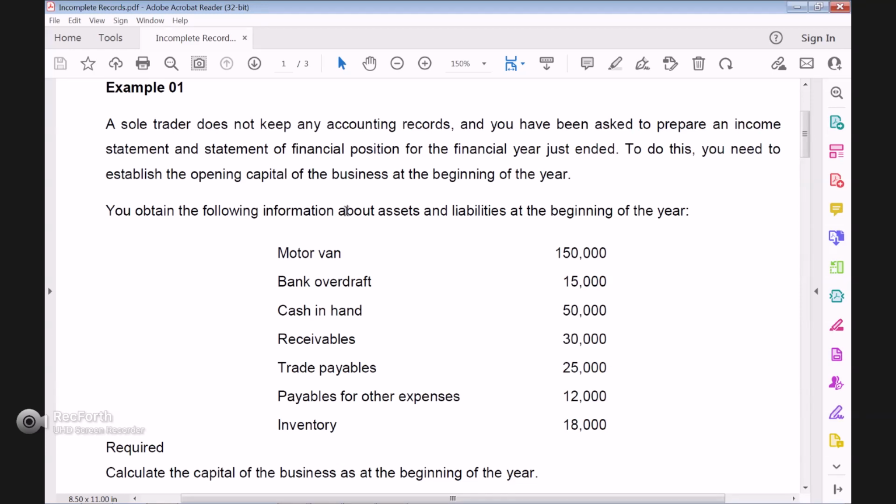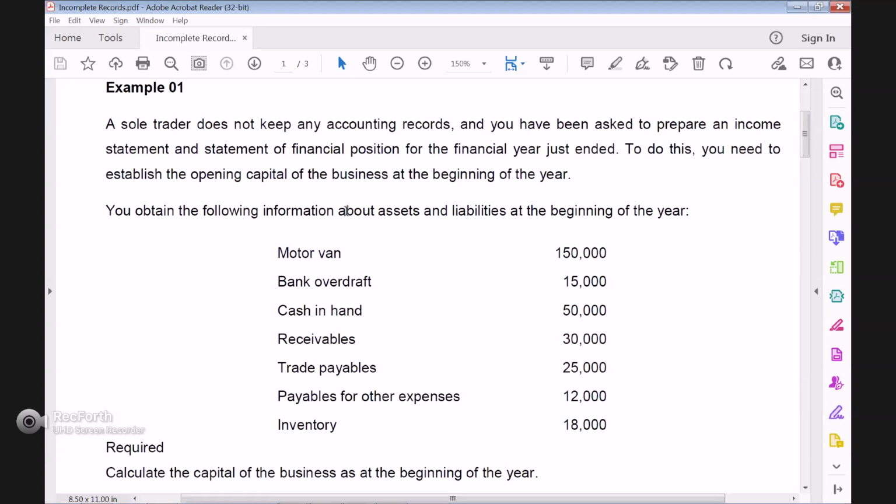So in the accounting equation you studied, the basic primary accounting equation is assets equal to equity plus liability. So when you are calculating the equity, equity is equal to assets minus liability. Therefore, here assets and liabilities are given. So you have to find out the total assets, then the total liability. So total assets minus total liability is the equity.